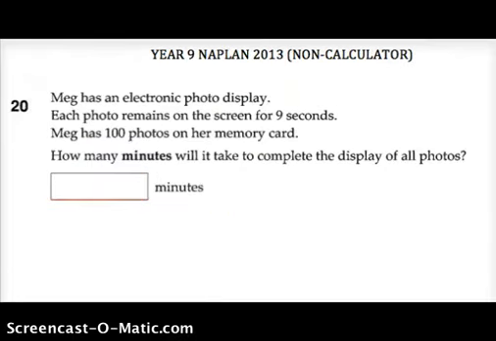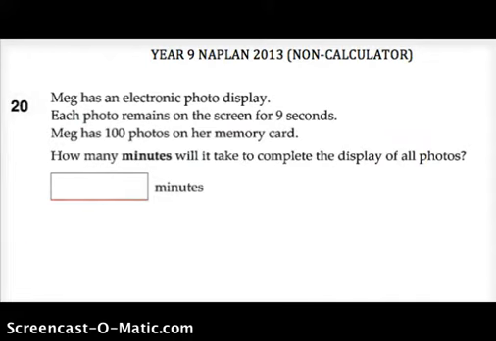Looking at question 20 in the 2013 non-calculator paper. Meg has an electronic photo display. Each photo remains on the screen for 9 seconds. Meg has 100 photos on her memory card. How many minutes will it take to complete the display of all the photos? You can pause the video and attempt the question.